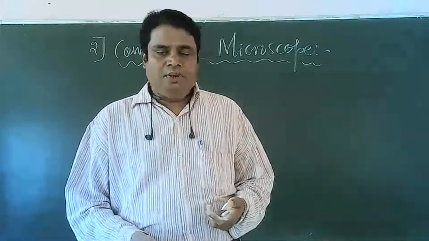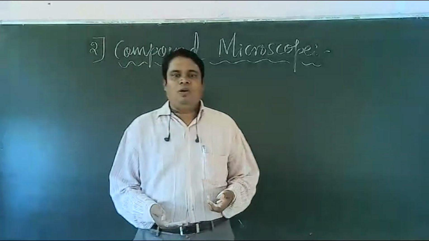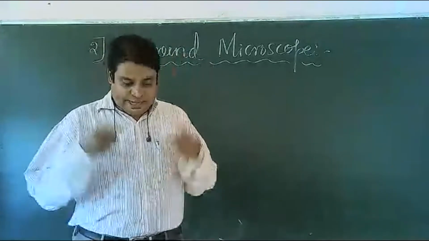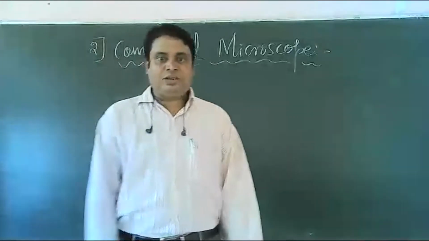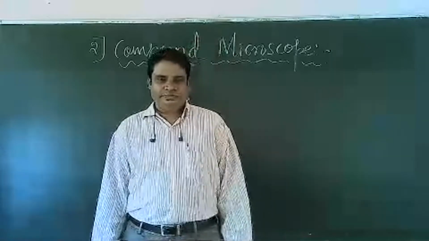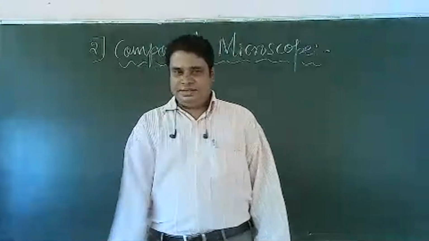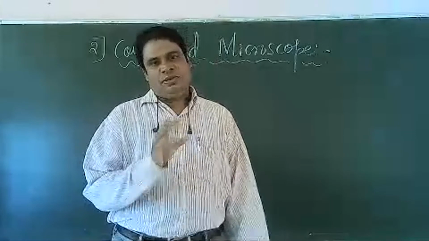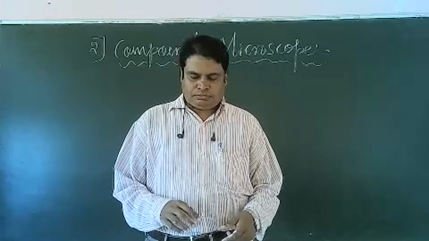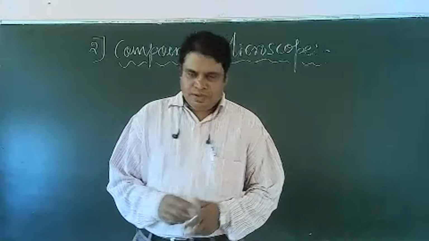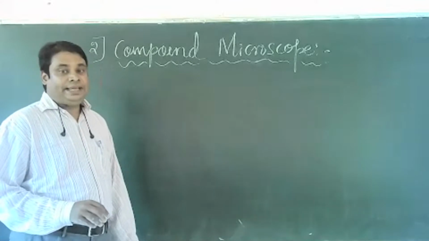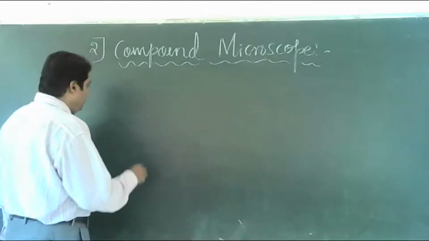The first lens, which is near to the object, is called the objective. Second lens, which we can adjust, is called the eyepiece. You know these terms. Correct? There are two lenses. The first lens is called the objective. The second lens is called the eyepiece. Okay. What is the nature of image formed in case of compound microscope?